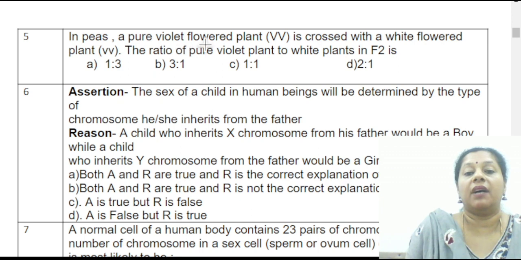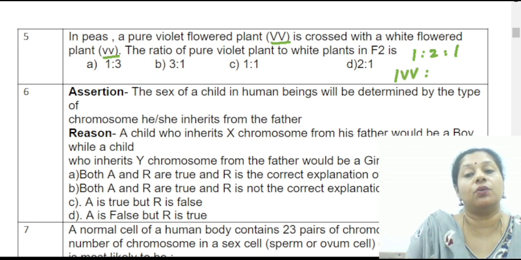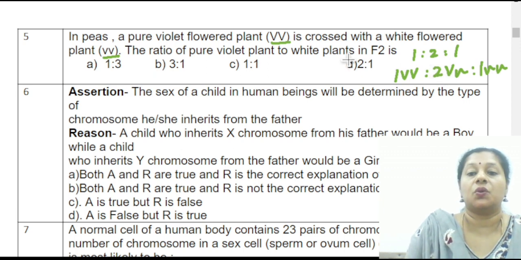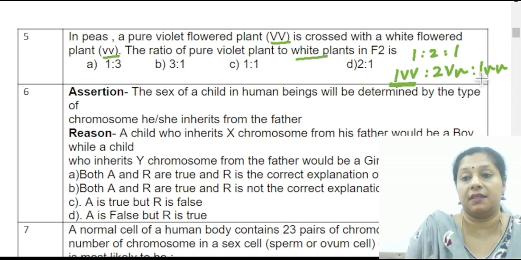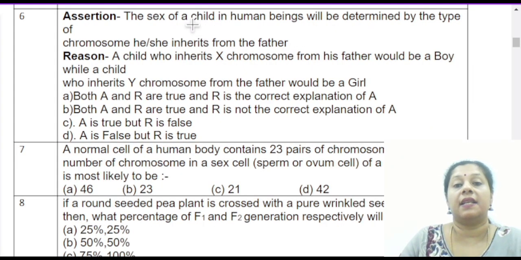In peas, a pure violet flowered plant, capital V, pure means homozygous, both the alleles are same, is crossed with a white flowered plant which is recessive. The ratio of pure violet plant to white plant. So we know that we are getting the ratio 1:2:1. It is a monohybrid cross. 1 capital V capital V is to 2 capital V small v is to 1 small v small v will be our answer. So in this case, ratio of pure violet is 1 and a pure white plant is this. This is heterozygous, though it is violet. So answer is 1:1.